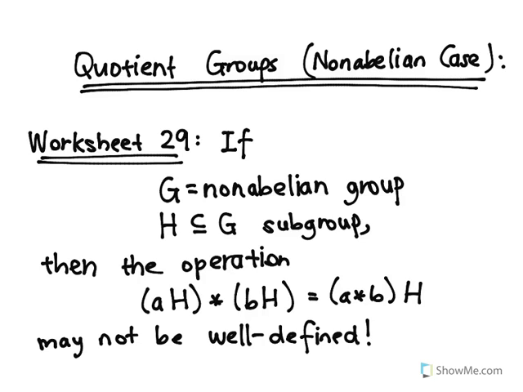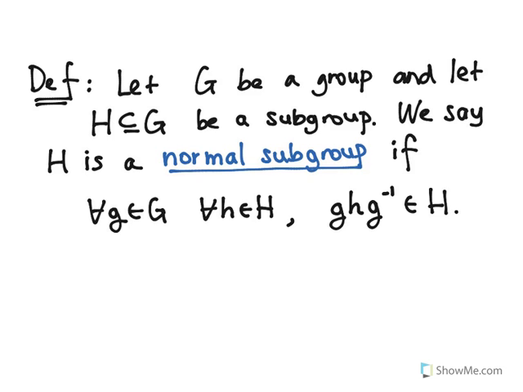That's bad news because it means that we can't use this operation to turn the set of left cosets into a group, but the good news is that there's a condition that we can put on the subgroup H that gets rid of this problem. Here's what that condition is. It's called being a normal subgroup.